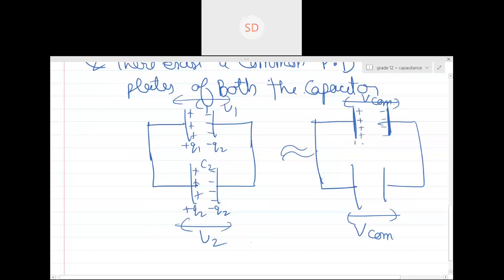So the charge on this will be changed to plus Q1 dash minus Q1 dash, and this will become plus Q2 dash and minus Q2 dash. But please remember, the capacitance won't be changing. Why won't the capacitance change? Because it depends upon epsilon naught, A and d. Since you have not changed any of these, it will remain the same. The first thing first.